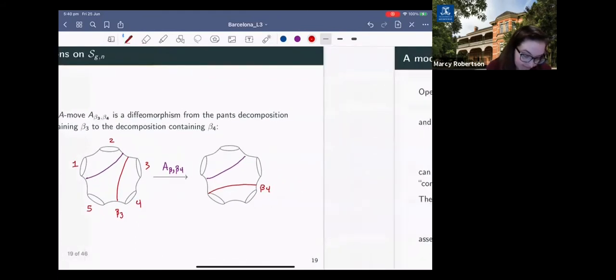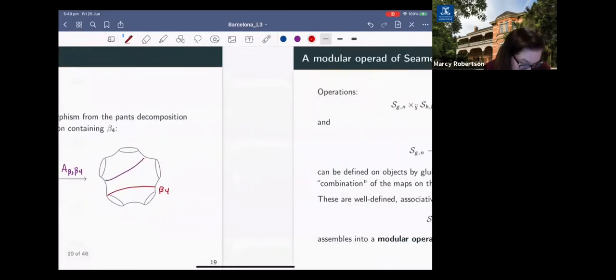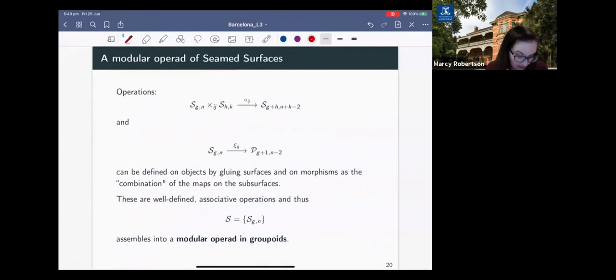So these groupoids form an operad, a modular operad. So you can define the cyclic circ ij compositions, and the contractions. Basically, first you glue the surfaces on the objects, and then the morphisms are the combination of the maps. They're the natural concatenation. So again, I'm ignoring quite a few details, and there's some work to be done here, so that this is actually well defined and associative.